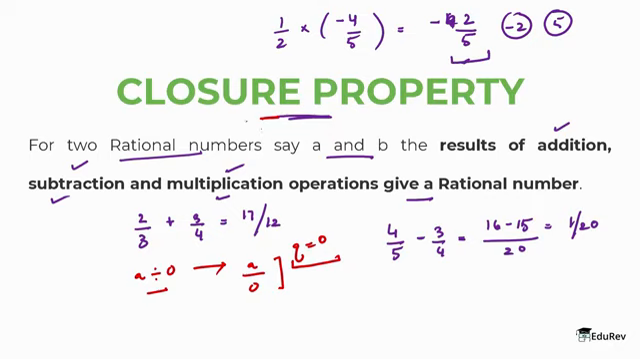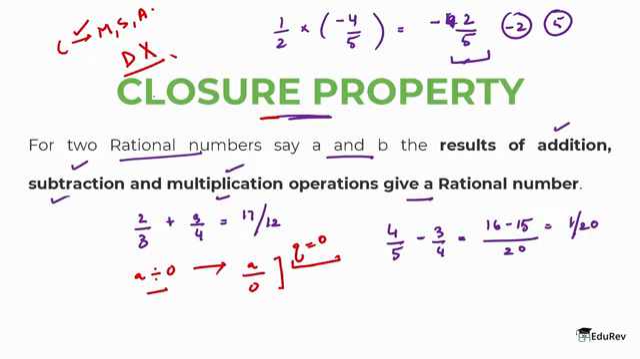So I hope you have understood how the closure property works. Now let me just review this again. That is, closure property is going to be applied to your multiplication, your subtraction and your addition, but in case of division, closure property does not apply.